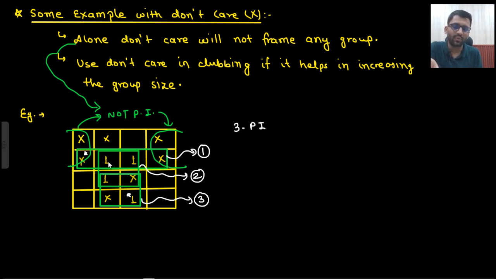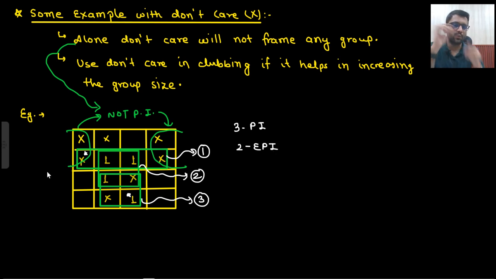But if I go to group 2, this one will say I can go here, this one will say I can go here, this one will say I can go here, this cross will say I can go here. So all are having other opportunities. This one is having group 1, this one is also having group 1, this one is having group 3, this cross is having group 3, right? So this is not an essential prime implicant. So 2 essential prime implicants are there.